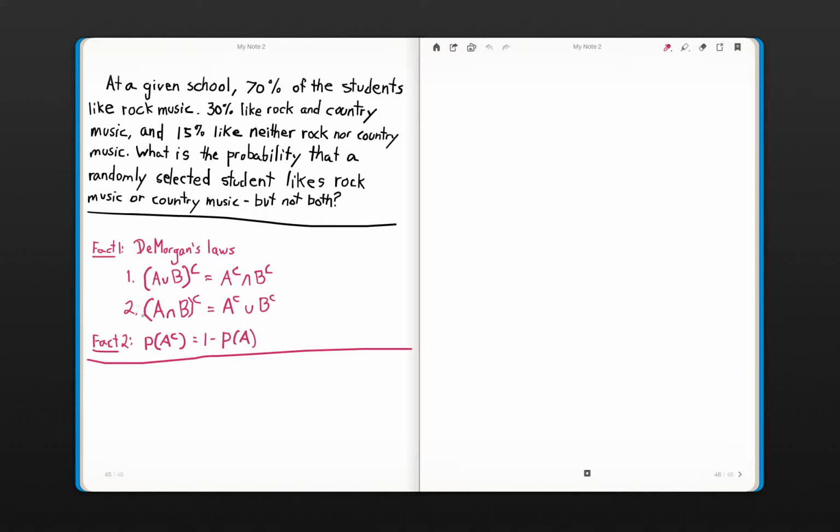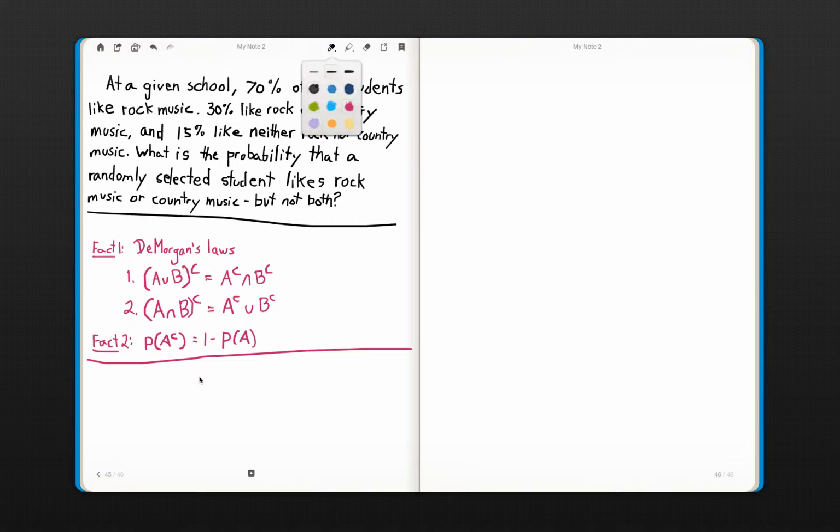However, for other problems, the second fact is useful and good to know. That is, A intersect B complement is equivalent to A complement union B complement. So again, it's sometimes useful to manipulate these operations to get them in a form that might be more manageable for a given problem. And fact 2, we see this one a lot. The probability of the complement of an event is equal to 1 minus the probability of that event.